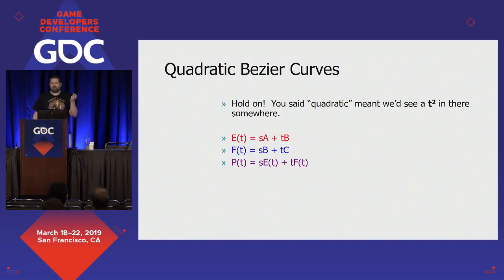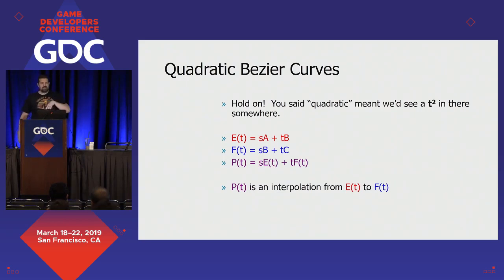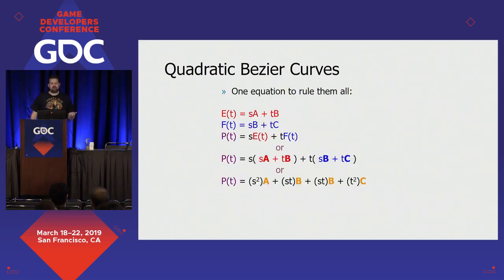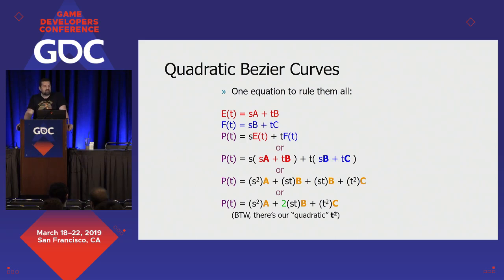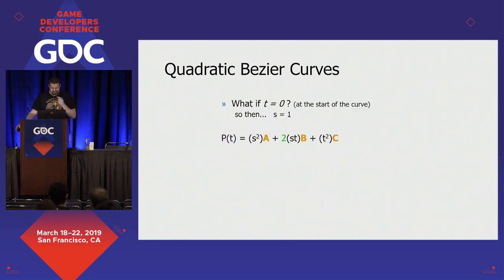Of course, I said there would be a quadratic in there somewhere. That should imply a t squared. Since one of those is lerping the result of the other, I can plug in the equations for E and F into the other equations. So there is one equation that forms, and it's s squared A plus 2stB plus t squared C, when you write it in my form, which is the s and t form. And there's our t squared. That's why we call it quadratic. Of course, why we call squared things quadratic, I'm sure there's a Latin reason.